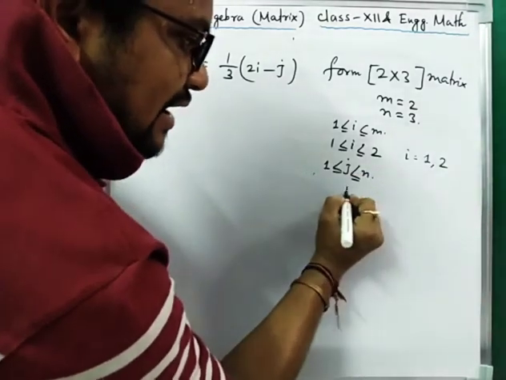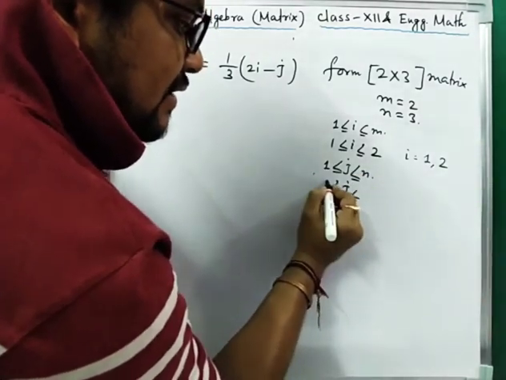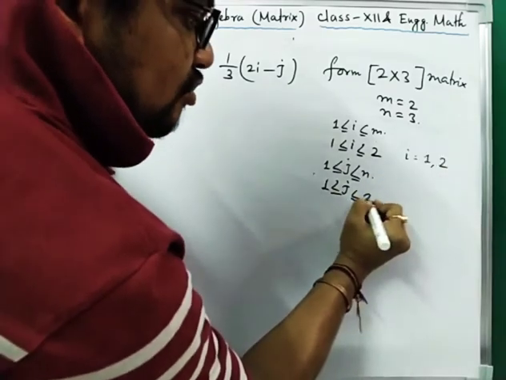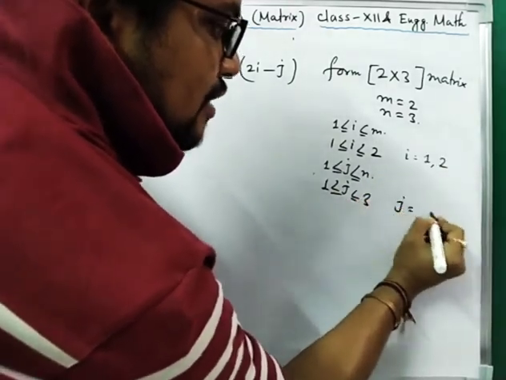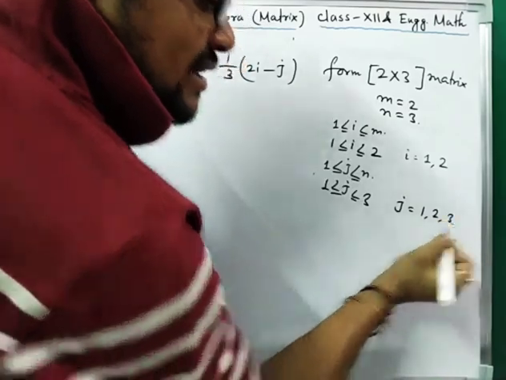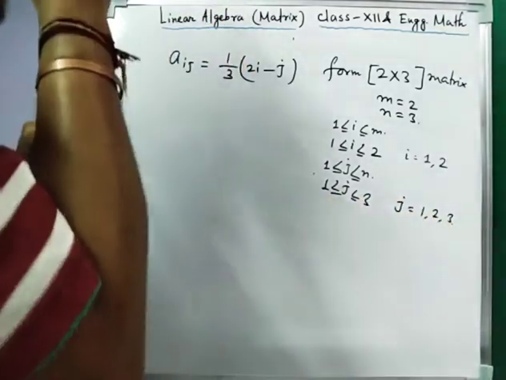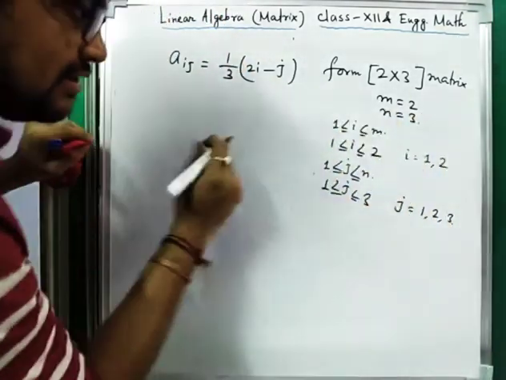Okay, so can I write J is nothing but 1 2 n means 3 here, so 1 2 3, so that means the maximum J value is 1, 2 and 3. So this is the 3 value. Now you can write in this way, a 2 cross 3 matrix you have to form.